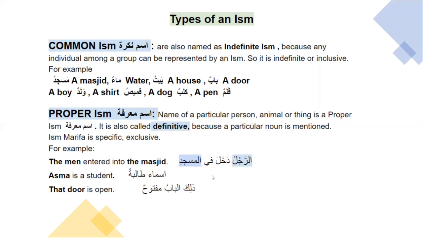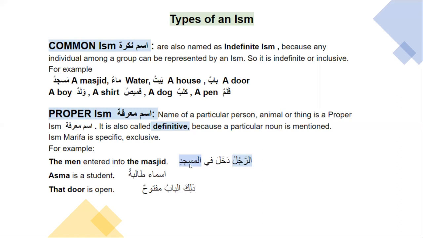Let's take an example, and then I'm going to explain this term exclusive. The man entered into the masjid: ar-rajulu dakhala fil masjidi. So ar-rajulu, when al comes, it becomes the man, and it becomes particular, specific. The man who entered the masjid, right? So it's not any other man, it's the man. While if I remove al, then it will be rajulun, and rajulun is common, any man, any male. So ar-rajulu, the man, is exclusive, it excludes all other men.